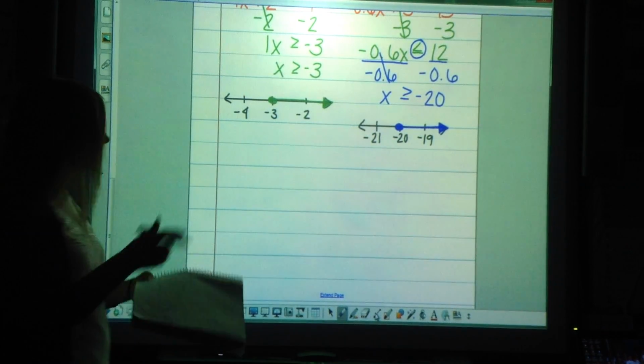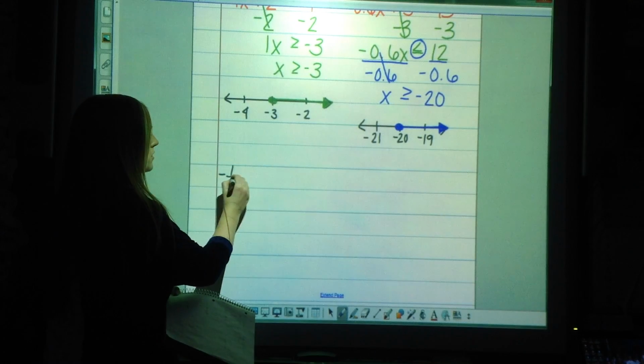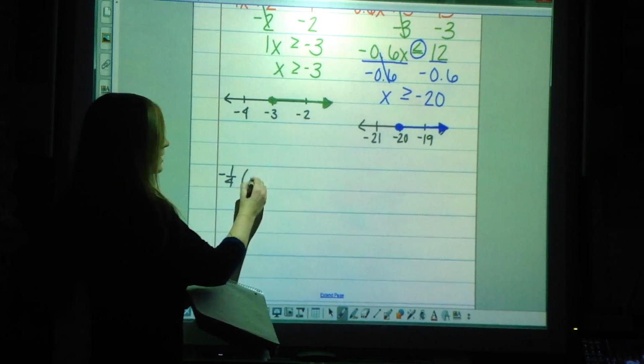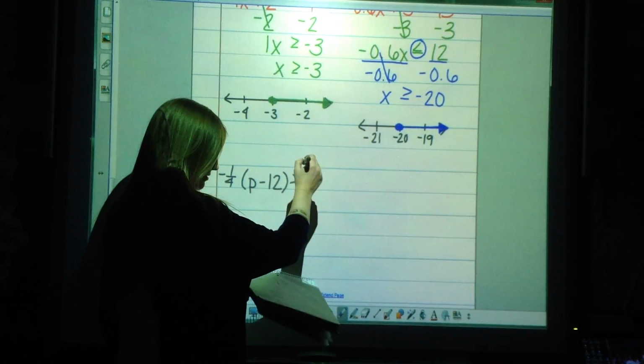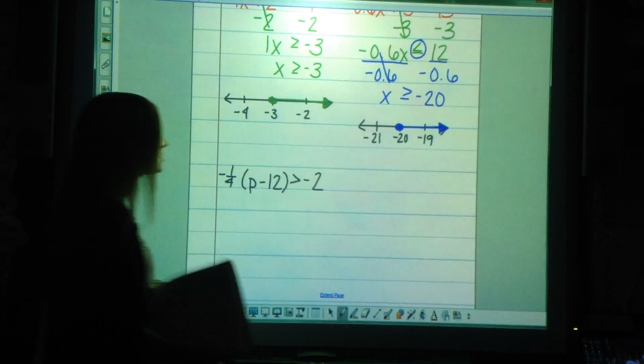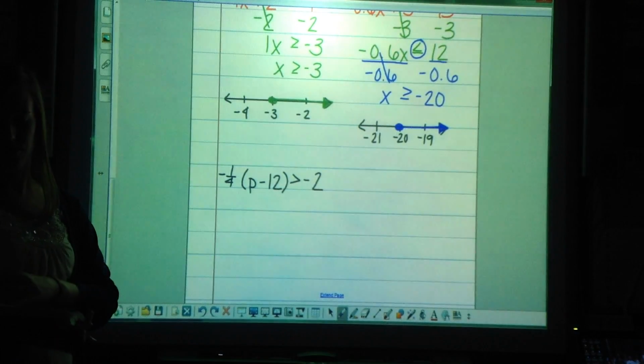Try -1/4 p minus 12 is greater than -2. Push pause and try that now.